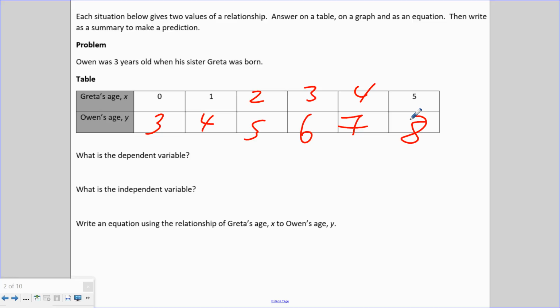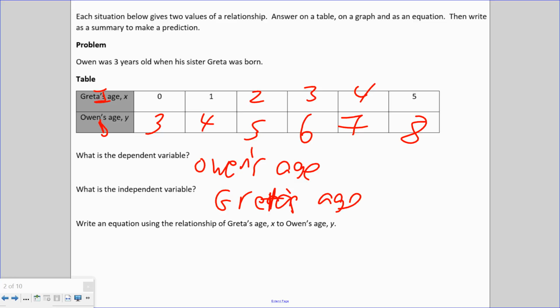So which side is the dependent and which side is the independent? Does Greta's age depend on Owen's age? Or, to find Owen's age, does it depend on what Greta's age is? The second statement makes sense. So this must be the dependent, and this must be the independent. The dependent is Owen's age, and the independent must be Greta's age.